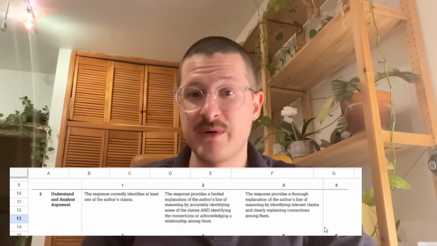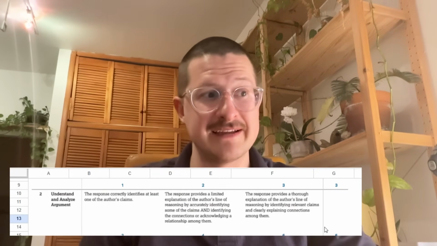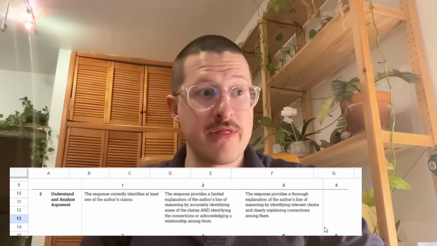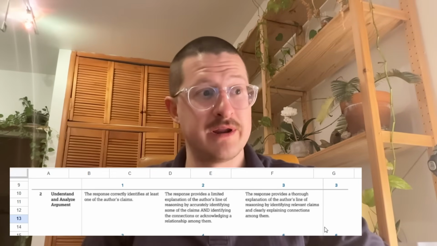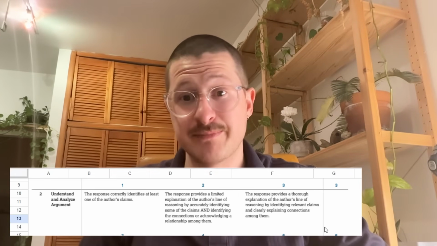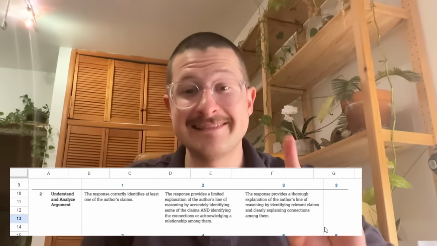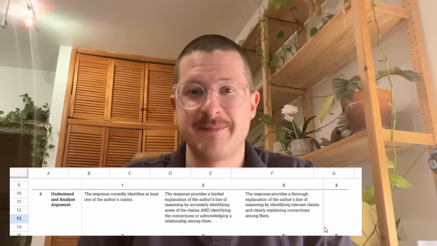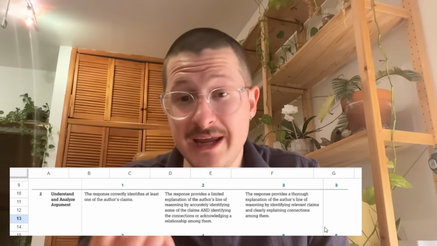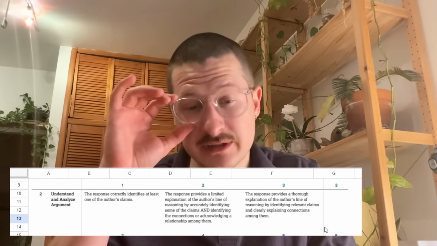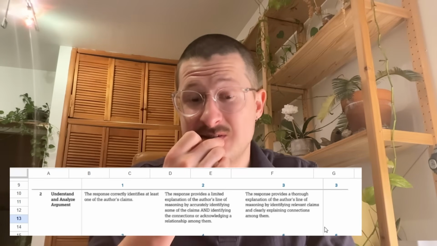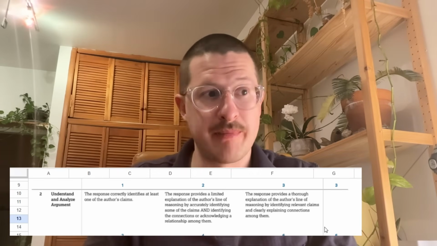Okay, let's take a look at the second row. The second row here says understand and analyze argument. A 2, the lowest score here, is the response correctly identifies at least one of the author's claims. You only need to identify one of the author's claims and you've already gotten a 2. Now, what about a 4?